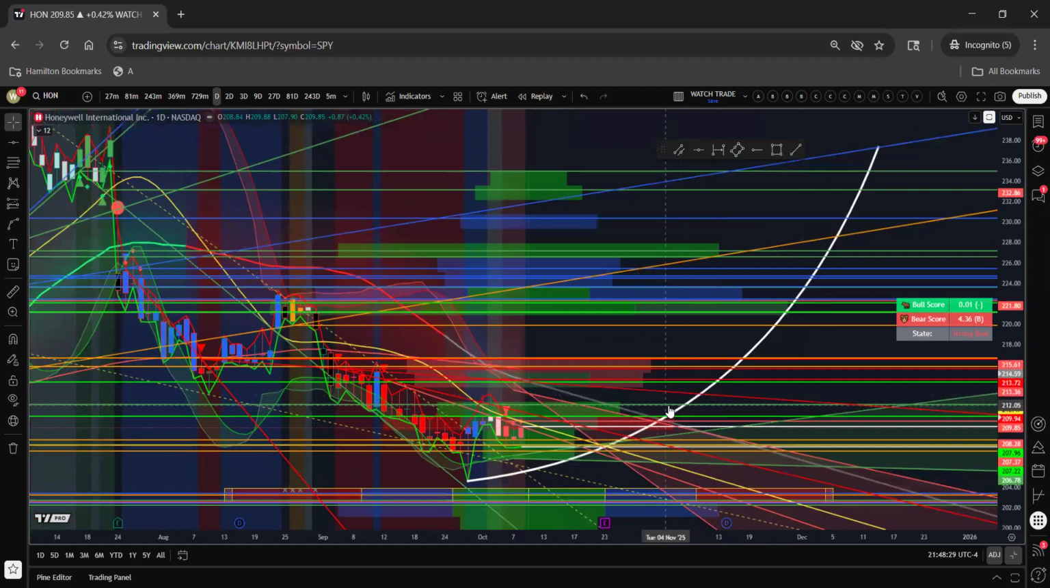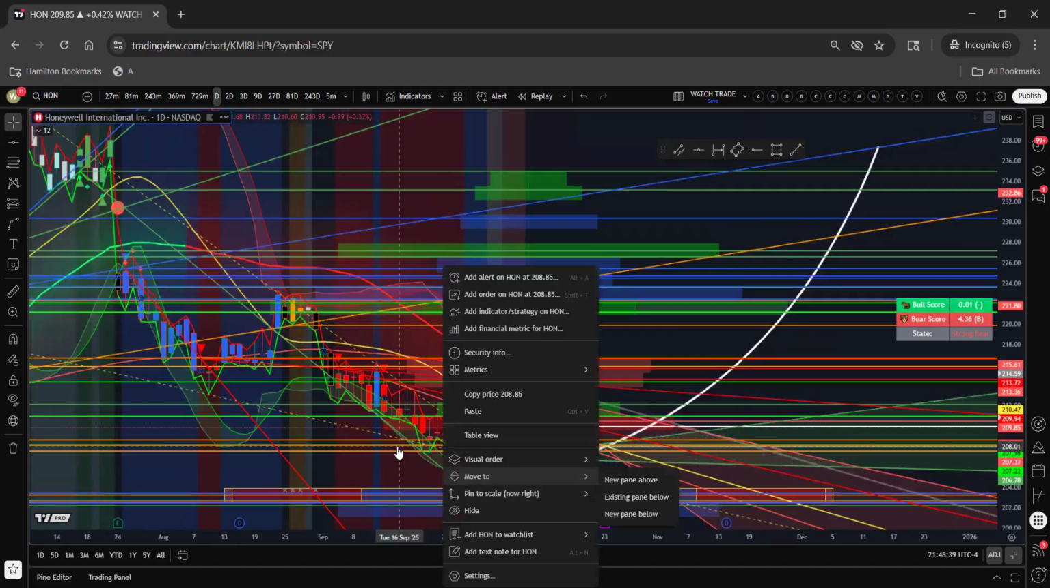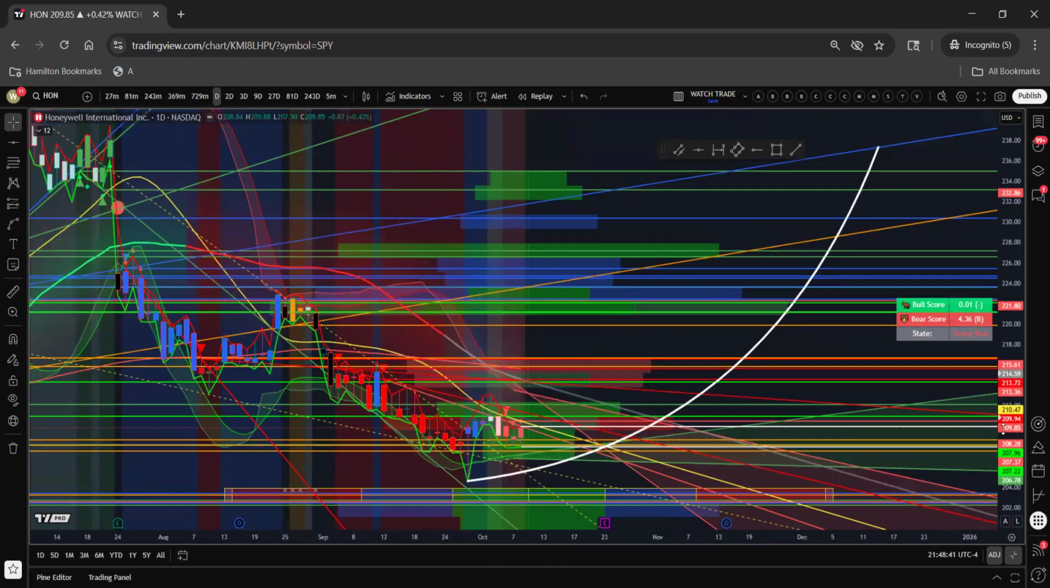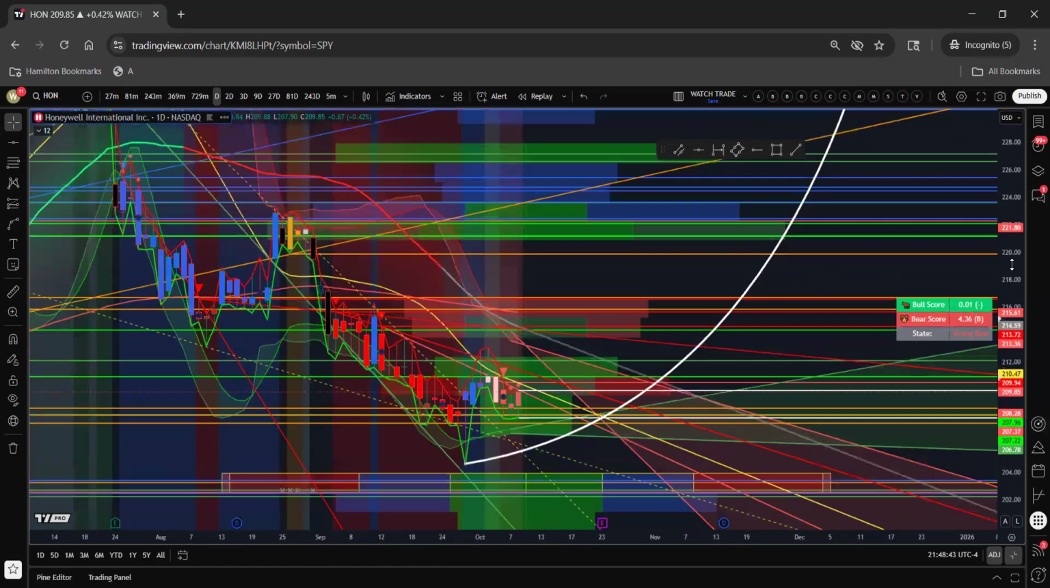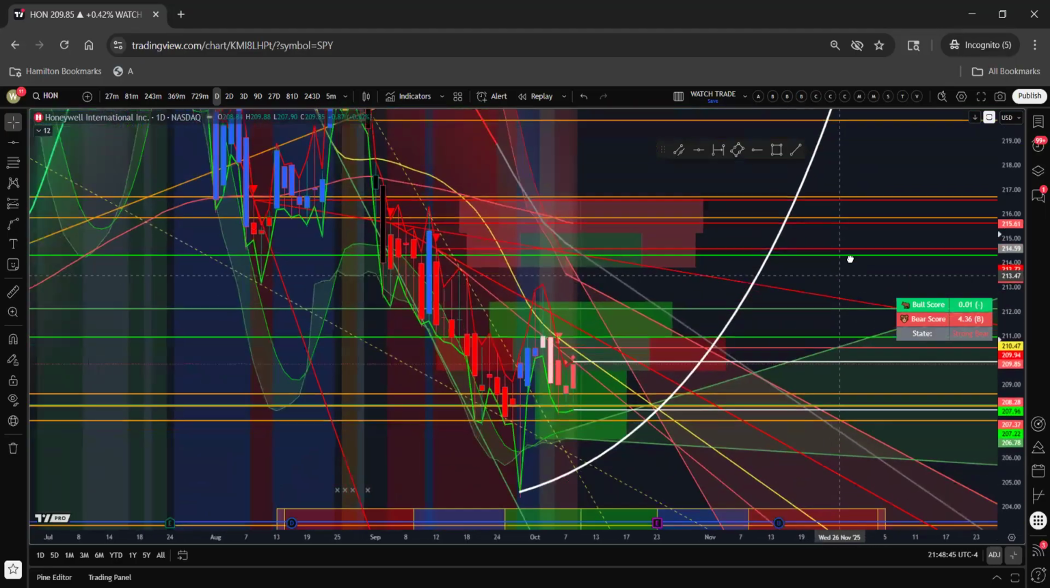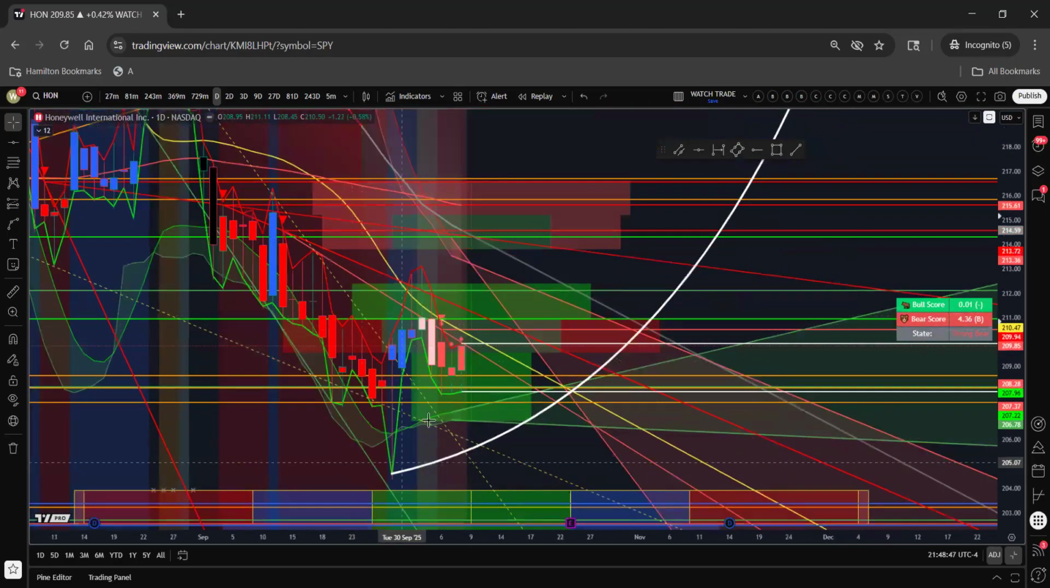And we've been sitting in Honeywell right in the middle. This right here was major capitulation to the downside. Look at this wick. Look at this wick on this candle. Look at that.